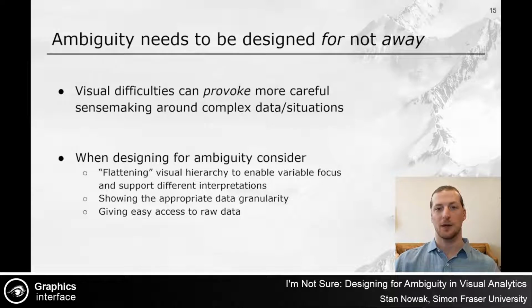And when creating visualizations for ambiguity, we suggest designers consider flattening the visual hierarchy so that no individual element stands out, allowing the user to choose what to focus on and to support varying interpretations. In addition, we suggest showing the appropriate level of data granularity, where contextual details relevant to analysis can be revealed. And finally, giving easy access to raw data is important because any form of data transformation can hide these critical contextual details.